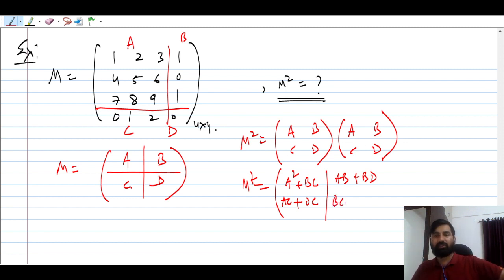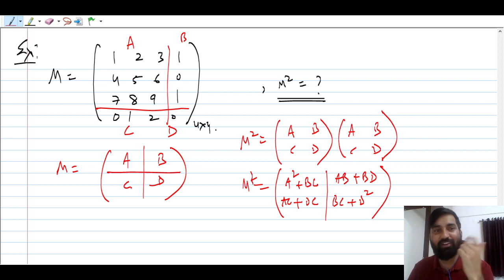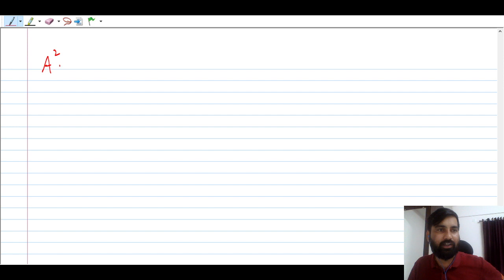Here you will see BC plus D square. D square is again 0. So it's a very simple way of solving the question. Only you have to multiply 3 by 3 matrices. Now for the 3 by 3 matrix, you have to find A square plus BC. Let me find out A square. You have to find A square plus BC separately.